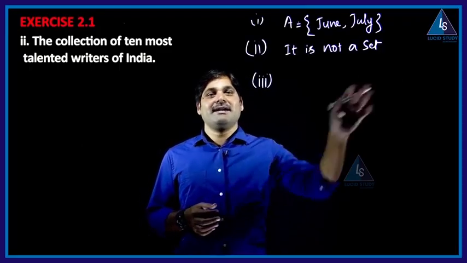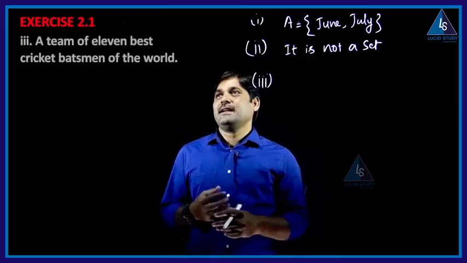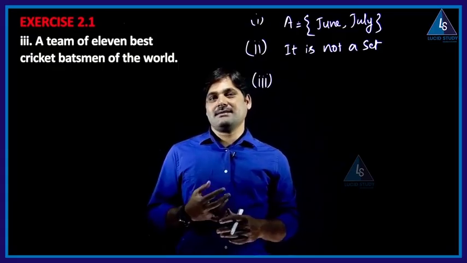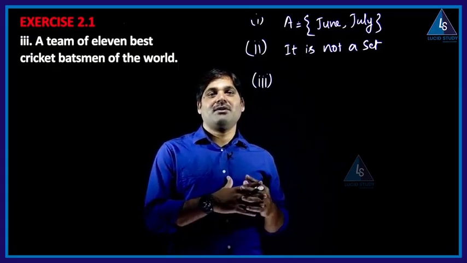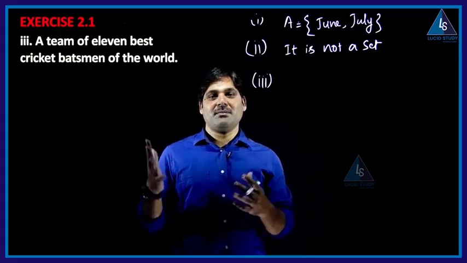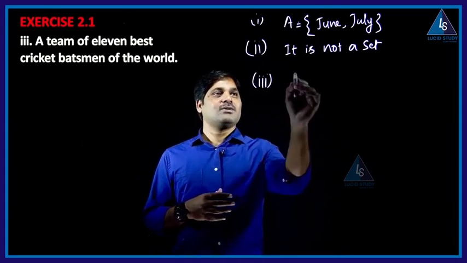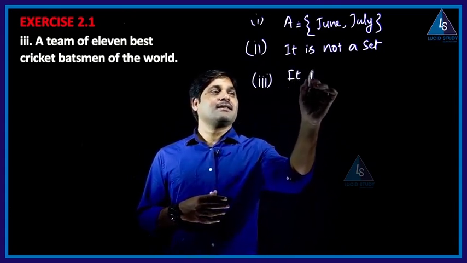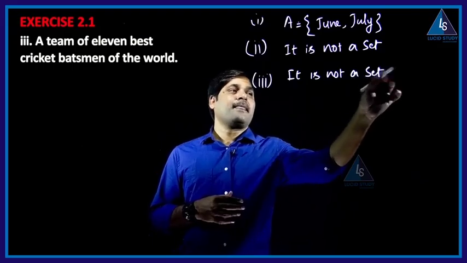That is why it is not a set. Okay. Now let us see the third one. A team of 11 best cricketers. So 11 best cricketers means, in my point of view I will feel differently, and in some other point of view it will be different. So it is not well defined. So it will not form a set, or simply, it is not a set.